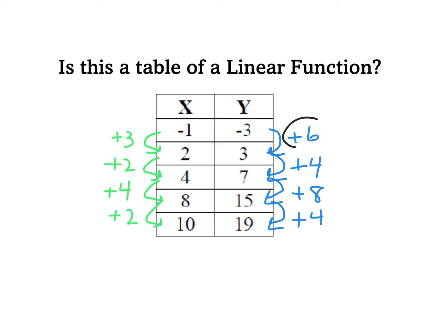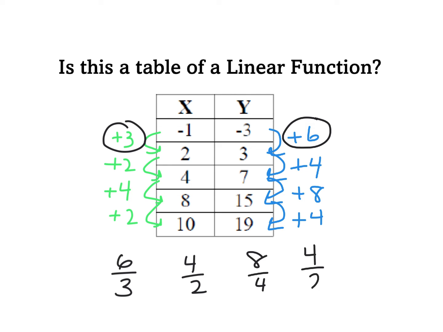I'm going to take this first one and this first one and put it together as a ratio, 6 over 3. Then I'm going to take the next two, 4 over 2. Then the next two, 8 over 4. And then I'll take the last two, 4 over 2. What do you notice? If I were to do division on all of those, they would all equal 2. So it is a linear function.